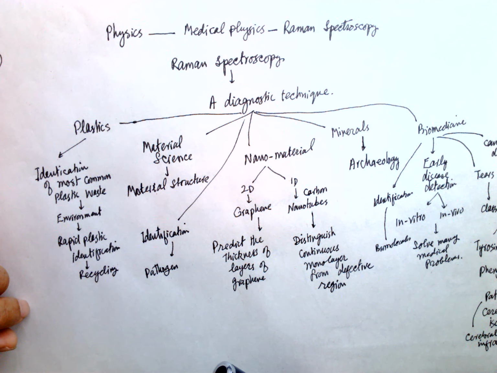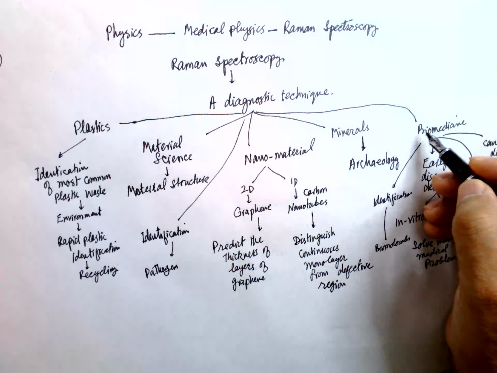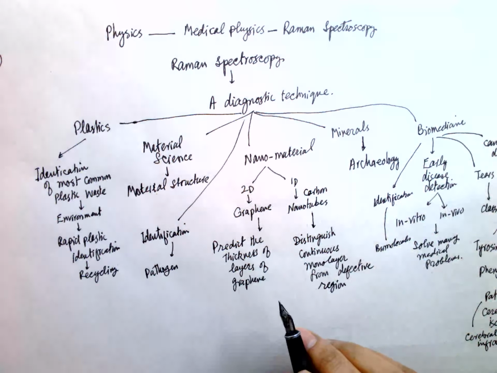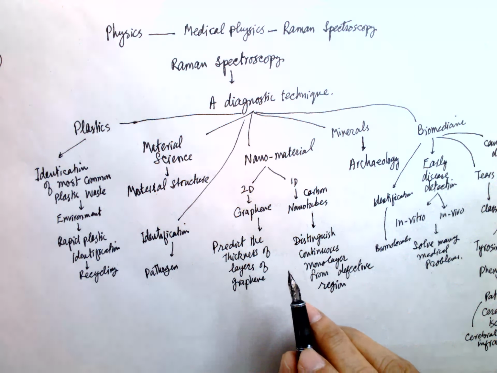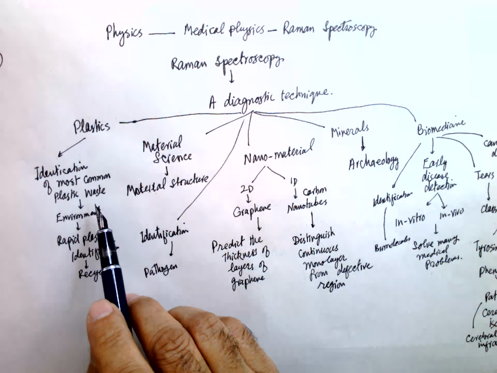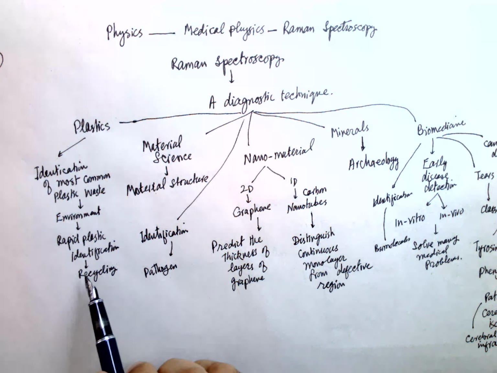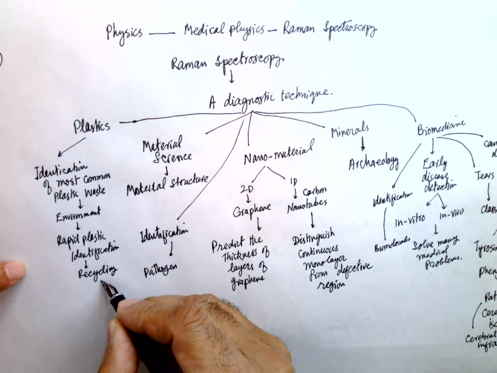Hello, physics, medical physics, Raman spectroscopy. Raman spectroscopy is a diagnostic technique. It can be useful in plastics, in material science, in nanomaterials, in minerals, and in biomedicine, in identification and characterization of many things. In plastic identification of the most common plastic waste, it is useful in environmental cleaning. For recycling, rapid plastic identification is necessary for recycling the waste materials.